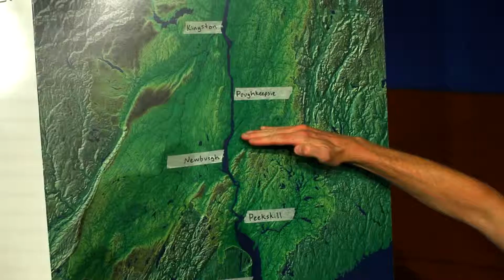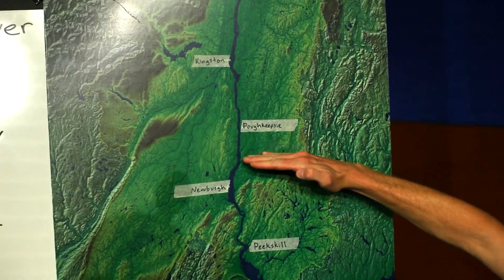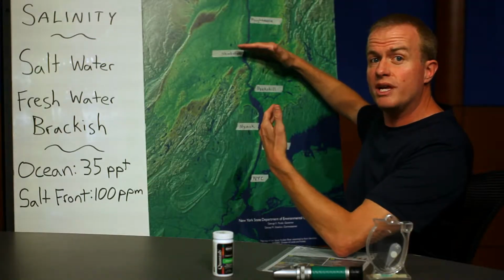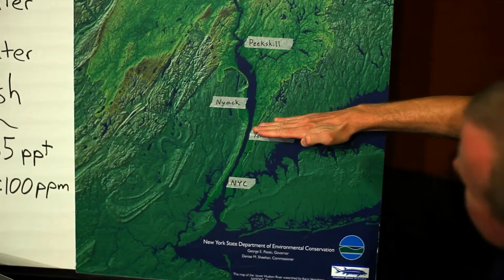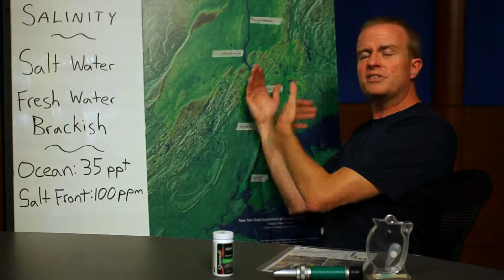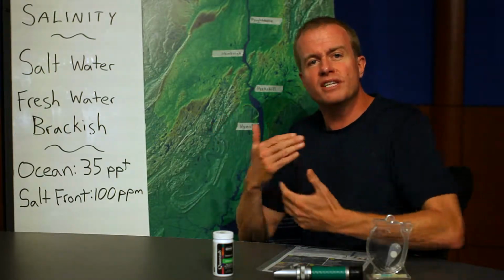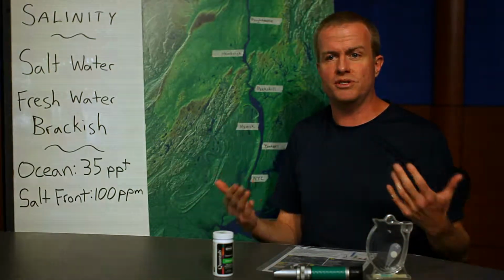Most summers, that salt front might be up around Newburgh or Poughkeepsie, but in the spring, with a lot of snowmelt, that salt front will push far to the south. That means that animals that live here in the Hudson River have to live in a very dynamic ecosystem.